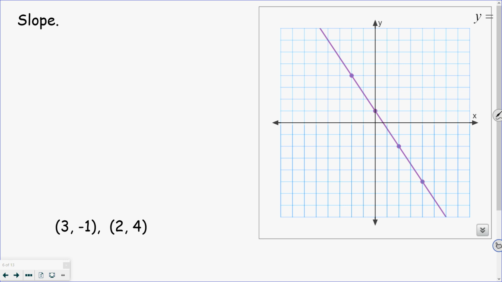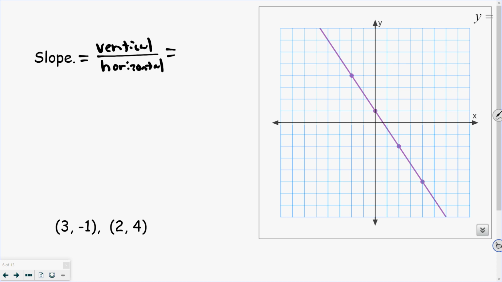The way we define slope, though, is slope is equal to the vertical change compared to the horizontal change. A lot of times you'll see this. Vertical change is the change in y. That little triangle means change compared to the change in x. Another way we think of it, you probably all heard this before too, is rise over run.